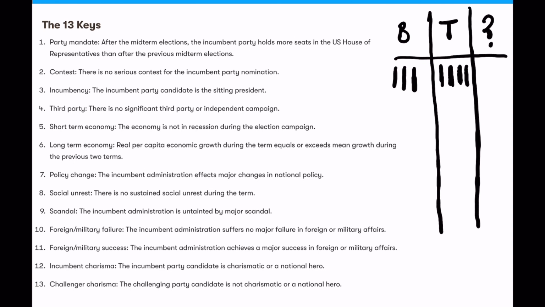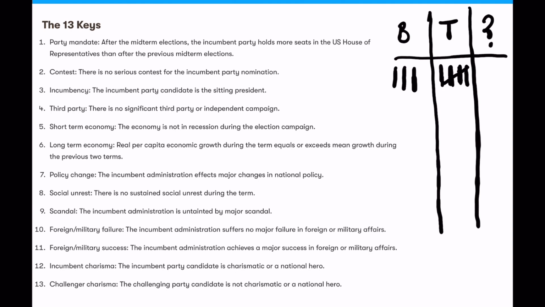Social unrest. There is no sustained social unrest during the term. I believe this is false as well. There is social unrest. Really, there are a lot of questions about the state of our nation, about the feasibility for our nation to remain strong and united and solvent. So I think that's going to go to Trump.